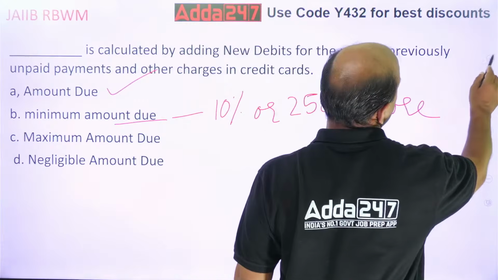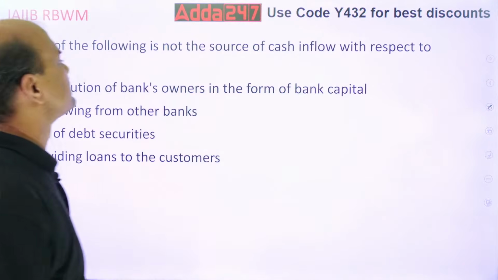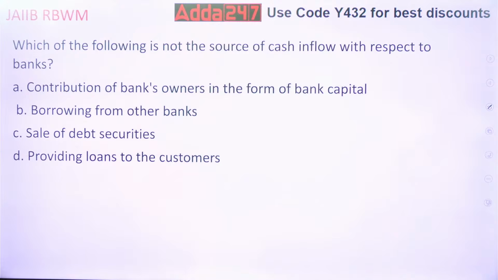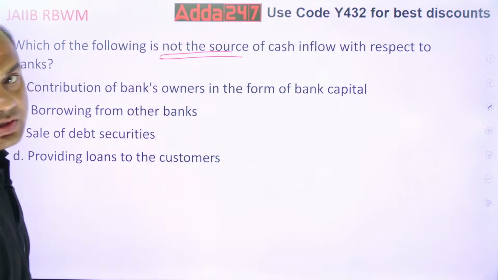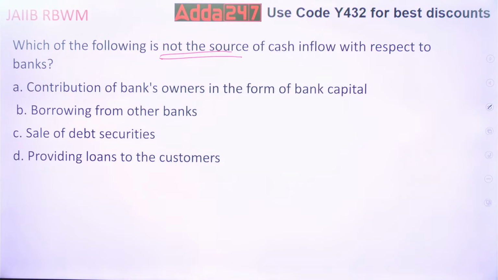So next, which of the following is not the source of cash inflow with respect to banks? Not the source of cash inflow. Pay attention: not. Contribution of the bank's owners in form of bank capital. Borrowing from other banks. Sale of debt securities. Providing loans to customers. So which of them is not a source?